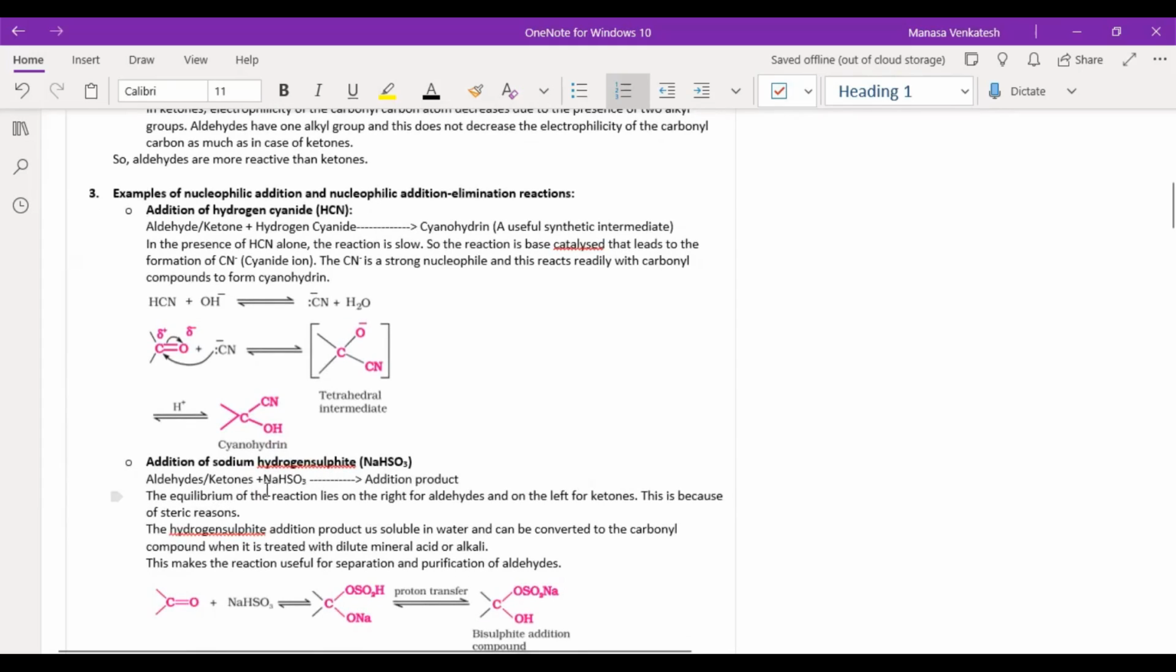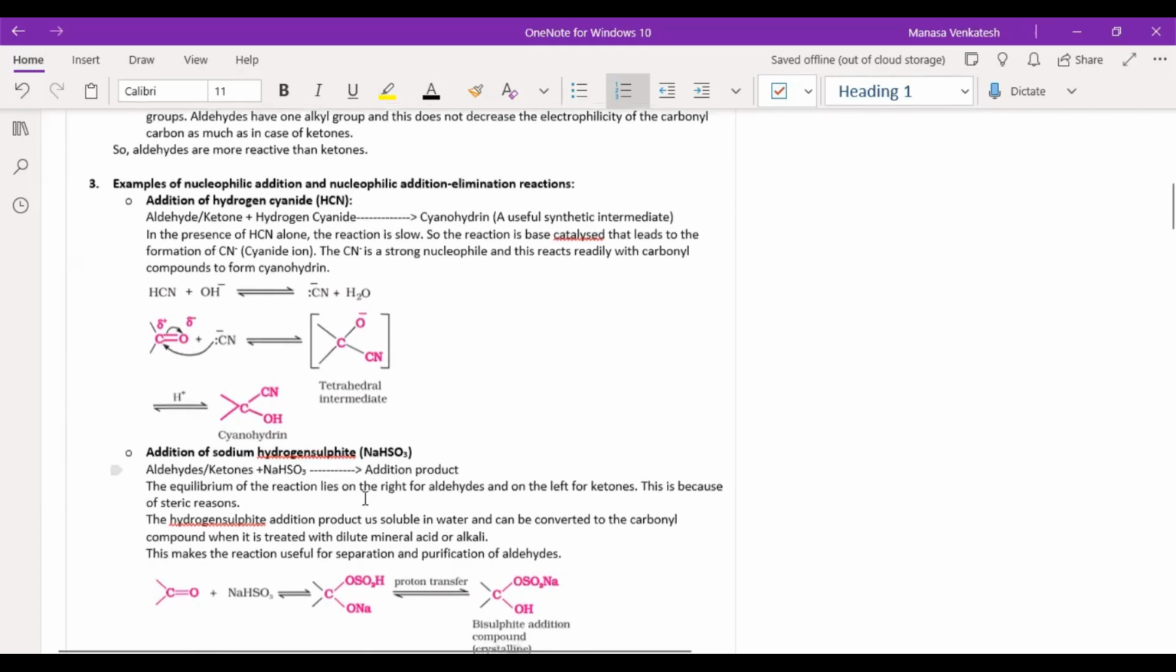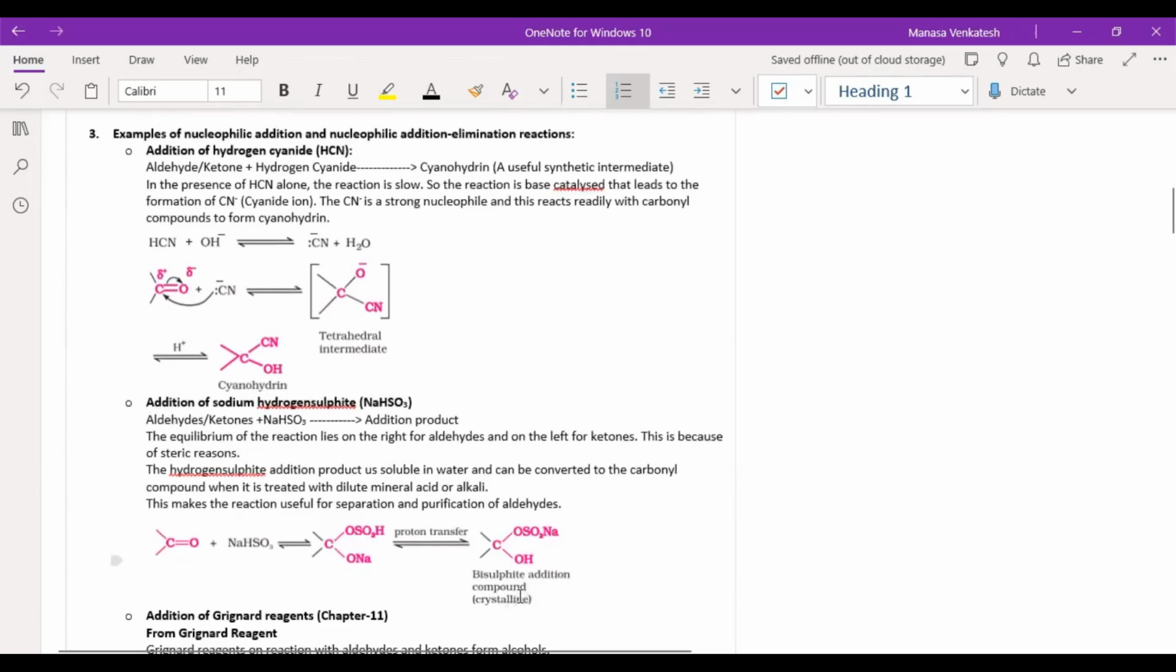So aldehydes and ketones react with NaHSO3 to lead to the formation of an addition product. Now, in this reaction, we get a bisulfite addition compound, and this is the intermediate that we get. Now, when we talk about equilibrium, it lies on the right for the aldehydes, and for ketones, it's going to be on the left. And this is because of steric reasons.